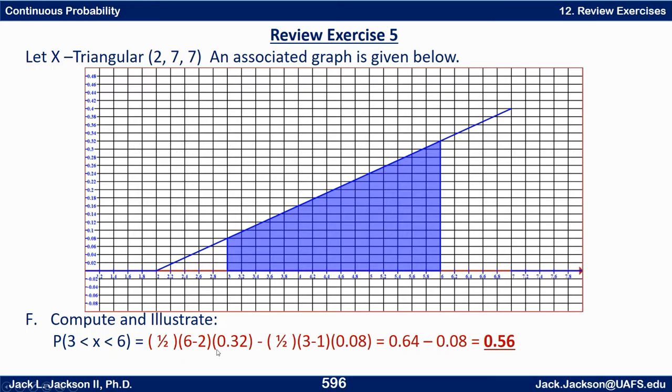So 1/2 times 4 times 0.32 is 0.64. That's the area of the big triangle. The area of the little triangle, let's see, the base goes from 2 to 3, so that's a base of 1, and the height is here at the right end above 3, which is 0.08. 1/2 times 2 is 1 times 0.08 is 0.08. And so that's the unshaded triangle. The part we're looking for is bigger triangle minus little triangle area, which is 0.64 minus 0.08, which is 0.56.